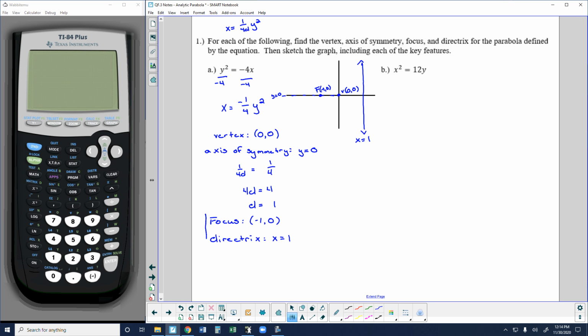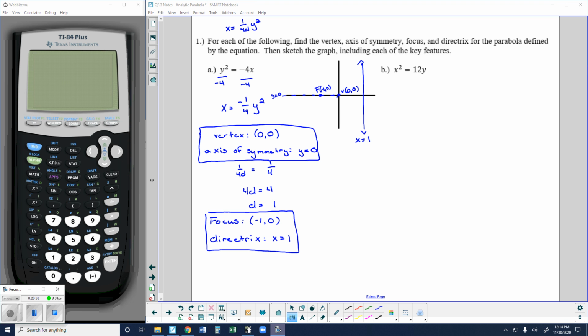So now I have my focus, my directrix, and my axis of symmetry. So now we can draw on the graph. All points should be equidistant from the focus and the directrix. So we want to draw in a sketch that's going to represent that. It doesn't have to be perfect. And there we have one that kind of represents the U shape around the focus, where all points are equidistant from the focus and the directrix.